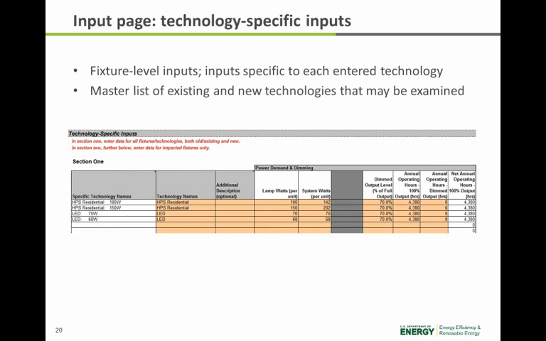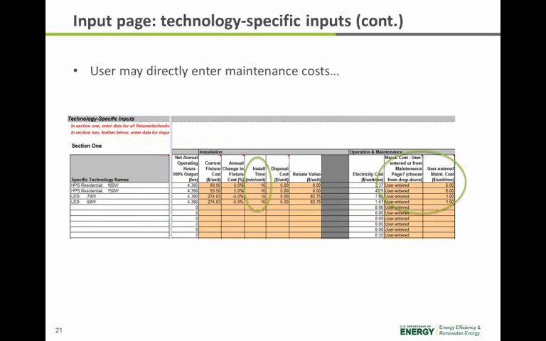Now we're going to go down to the technology-specific input section where we enter fixture-level data such as wattages and output levels, operating hours. This slide, I'm not highlighting any specific data, but all this data would need to be populated. And you can see here we've got the two high-pressure sodium fixtures, 100 watt and 150 watts. Those are existing fixtures, and we're going to examine replacing those potentially with a 70 watt LED and a 68 watt LED fixture.